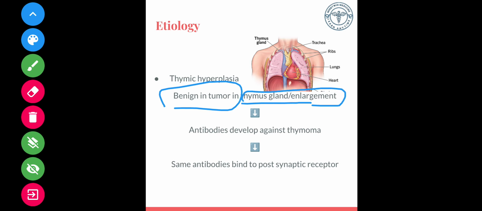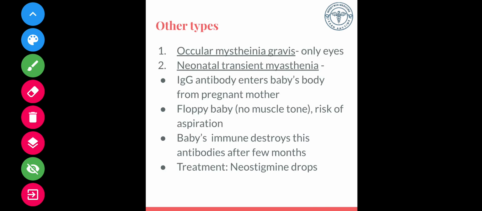What happens? It will produce the antibodies against thymoma, and the same antibodies will next bind to the synaptic receptor, that is a neurotransmitter receptor, and after binding, what will happen? The synapse will not produce any impulses which are helpful in the contraction of the muscle. That is the one more etiology.